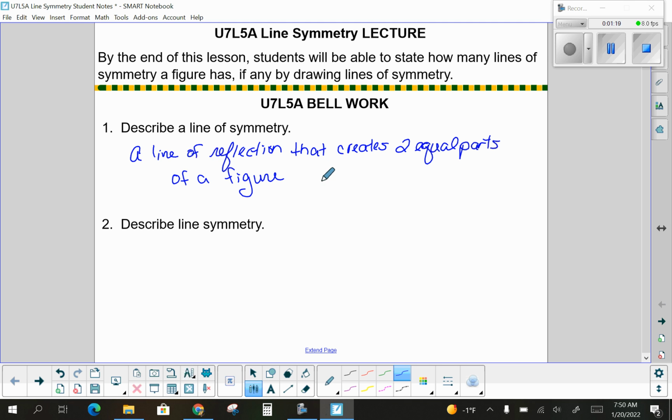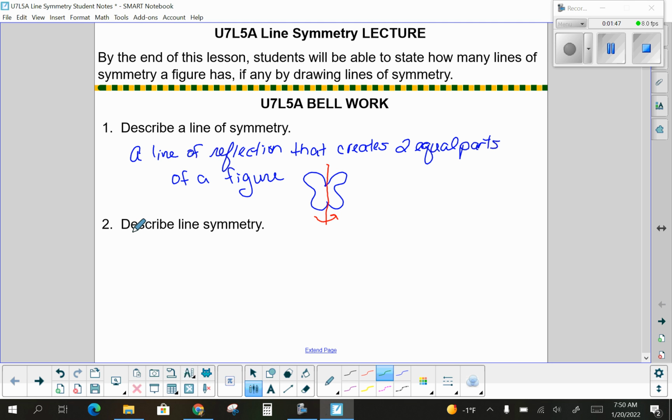When Mr. Gilbertson had this video, he had a butterfly. I'm going to attempt to draw a butterfly, guys. Sorry, that's not a very good one, but bear with me. He was able to split that butterfly right down the middle so that the left and right sides completely matched up. That red line is a line of symmetry. It's the line that separates the identical halves of a figure.